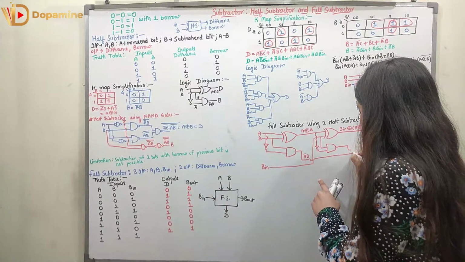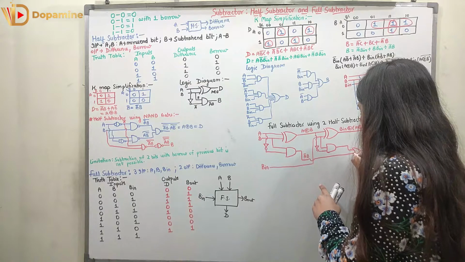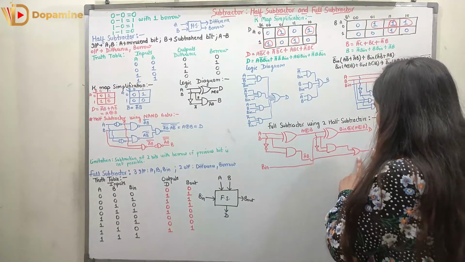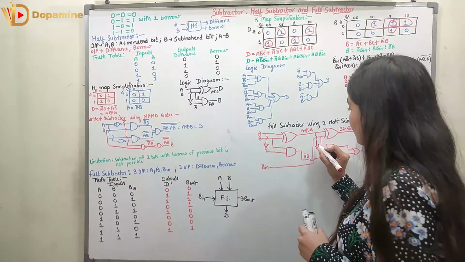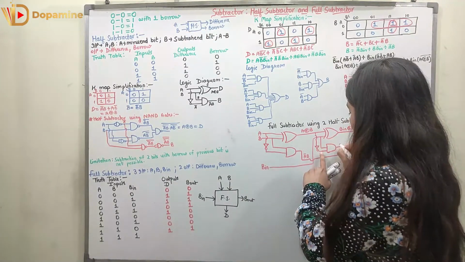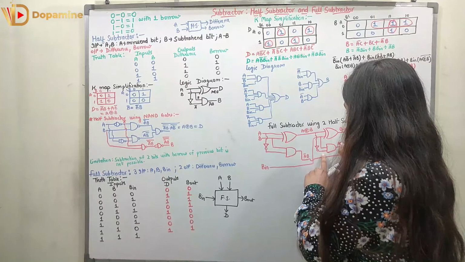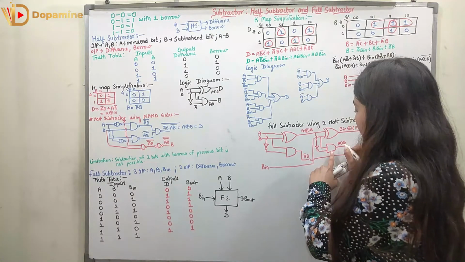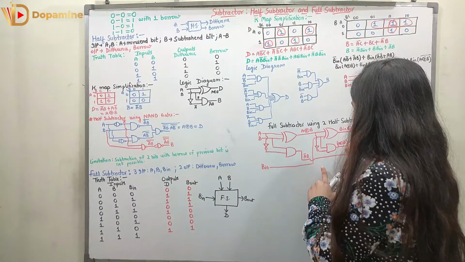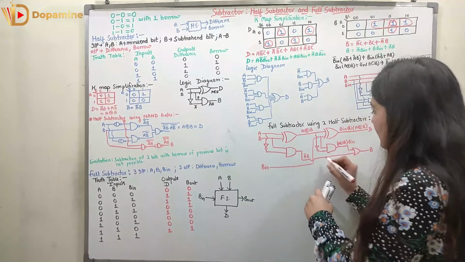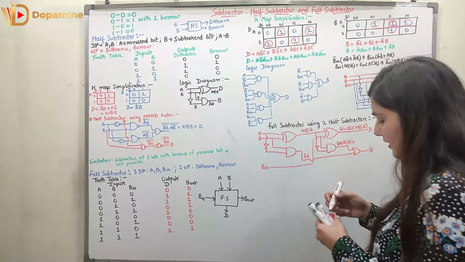This output is taken, A bar B is taken, and both of them are added with the help of an OR gate. So here I will get the borrow, right? What am I getting over here? Here I am getting A XOR B bar, which is A XNOR B, right? And it is now multiplied with B in. It is multiplied with B in. And here I am having addition with A bar B.